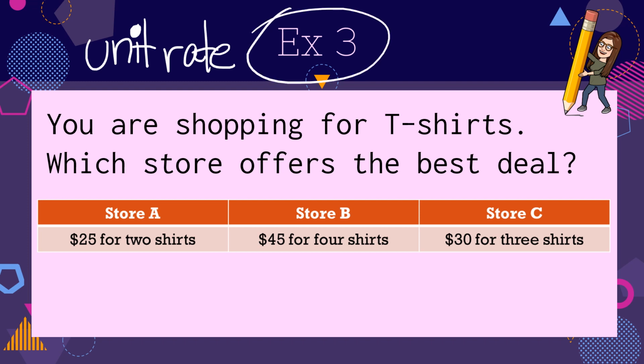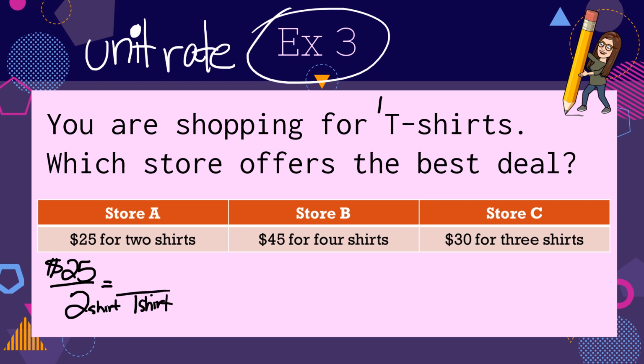So we're shopping for t-shirts and we want to know which store offers the best deal. We're going to find the unit rate, which means I want to know how much one t-shirt costs. So we're going to create a ratio. If store A costs $25 for 2 shirts, and I want to know how much one shirt costs, how do you think I'm going to do that?